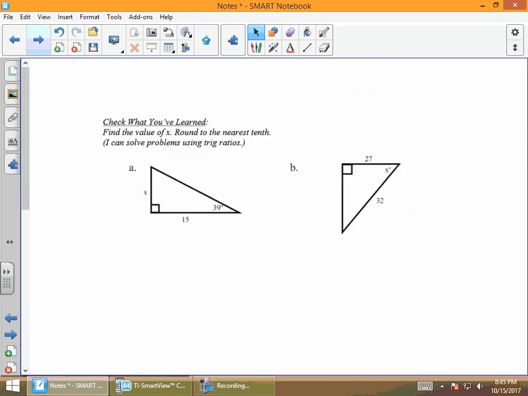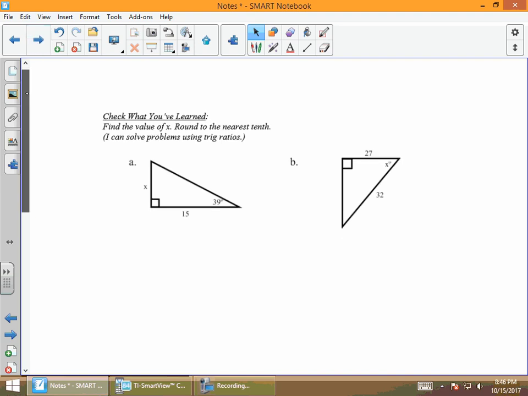All right, as you go to the last page, this is a check what you've learned. So this is a real good time to pause this video and attempt both problems. If you're doing the 4.2 stuff, actually you'll want to attempt problem A, and if you're trying the 4.6 things, you'll want to try problem B. So go ahead and do that now.